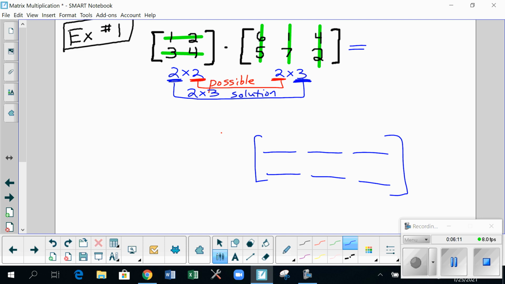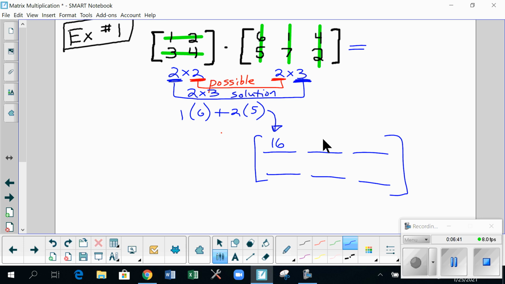What we do is we match the first row of the first matrix, the 1 and the 2, with the first column of the second matrix, the 6 and the 5, and we join them together like this. We take the 1 times the 6 and the 2 times the 5. And then we add those products together. Now this is 6 plus 10, and so that's equal to 16. And this becomes my first answer.